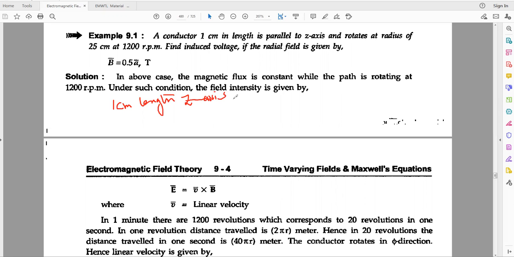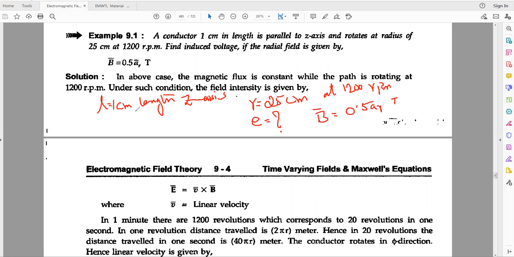It is parallel to the z-axis and rotates at a radius r. Consider L is equal to 1 centimeter, R is equal to 25 centimeters at 1200 RPM, revolutions per minute. Find the induced voltage if the radial field is given by B bar is equal to 0.5 a_r bar, in Weber per meter square, that is Tesla. These are the given data.